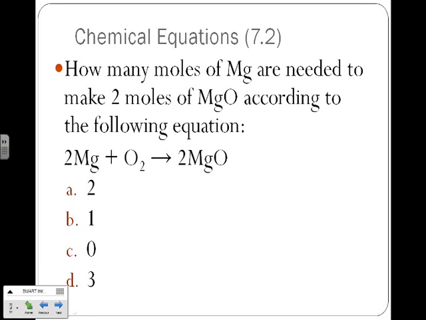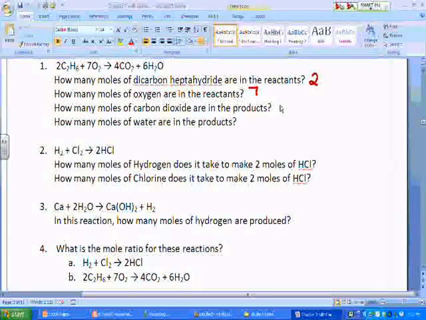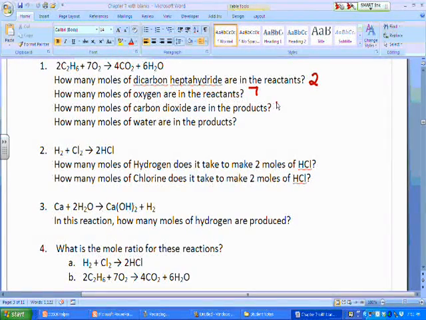Alright guys, I would like you to go ahead and look at your practice problems number 1, 2, 3, and 4. I want you to pause the video and try these questions and resume once you're ready to check your answers. Alright, for question number 1, how many moles of dicarbon heptahydride are in the reactants? The answer would be 2. How many moles of oxygen are in the reactants? The answer would be 7. How many moles of carbon dioxide are in the products? The answer would be 4. And how many moles of water are in the products? The answer would be 6.